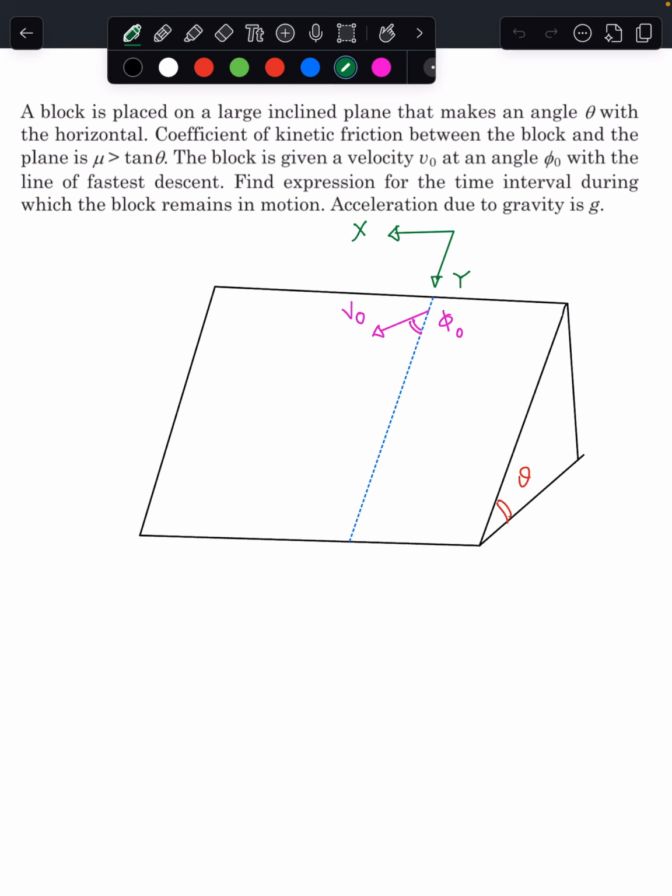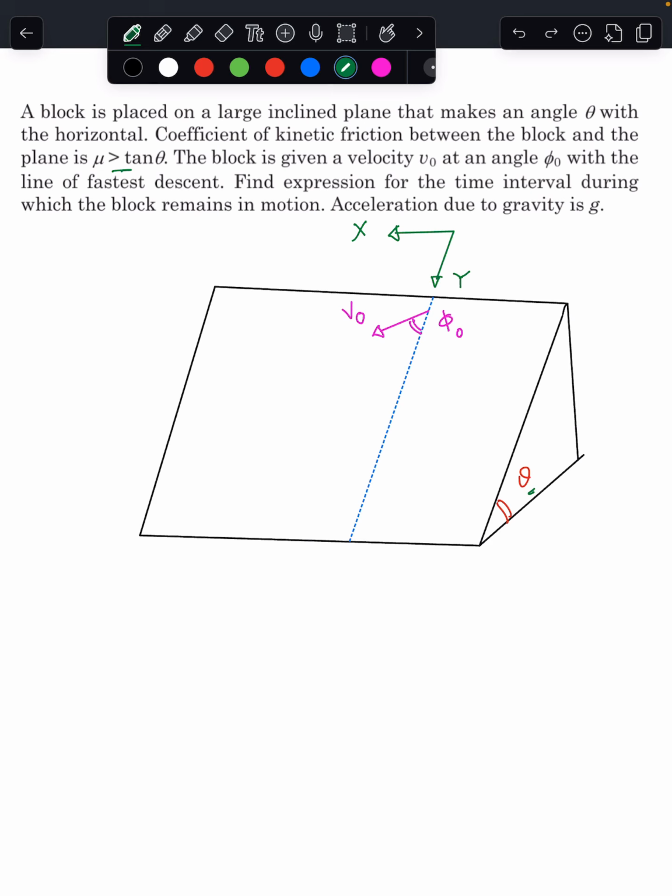So there is a block placed on a large inclined plane that makes an angle theta with the horizontal. This theta is constant, which is mentioned here. The kinetic friction coefficient between the block and the plane is mu. Mu is greater than tan theta. The block is given a velocity v naught at an angle phi naught with the line of fastest descent, that is the line along the plane which is mentioned by the dotted line over here. Find the expression for the time interval during which the block remains in motion. Acceleration due to gravity is g.